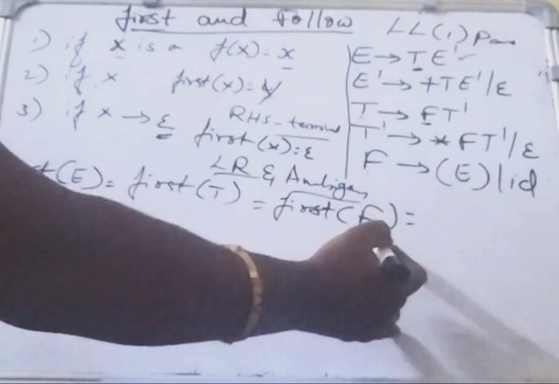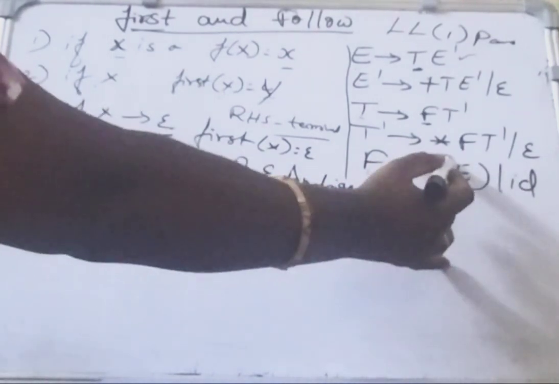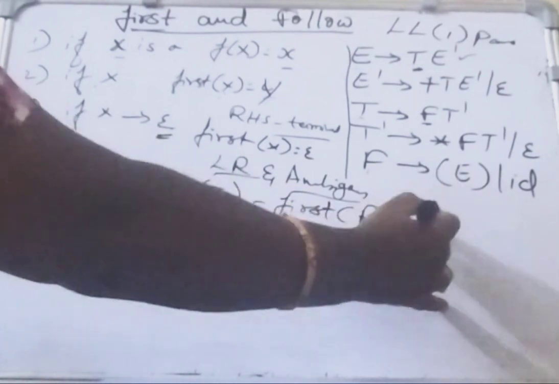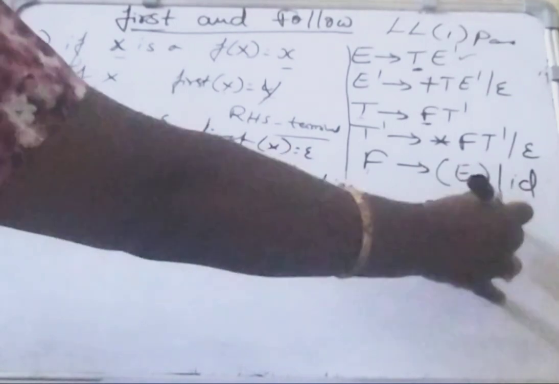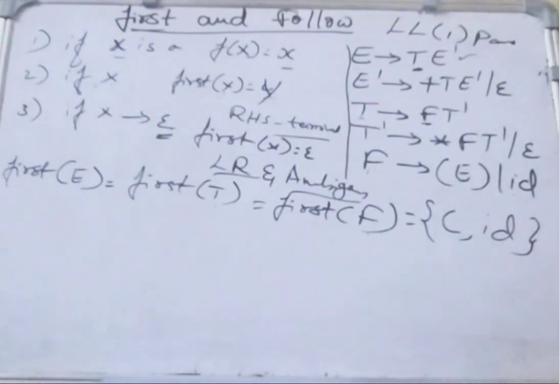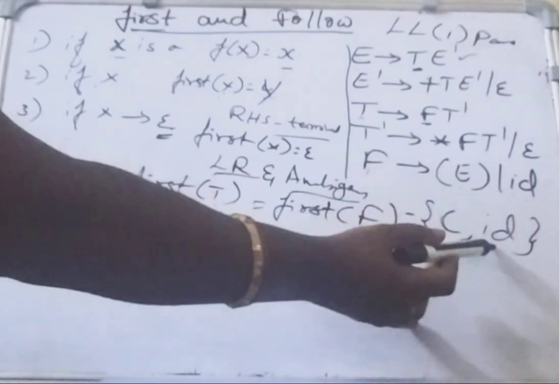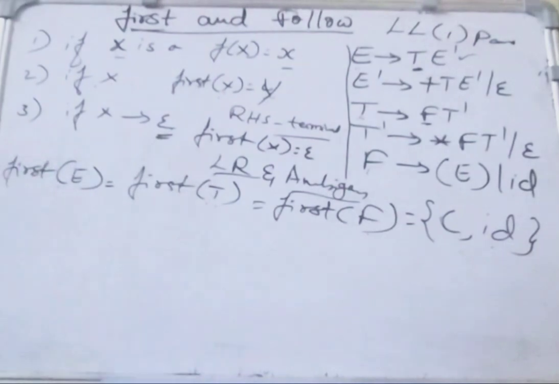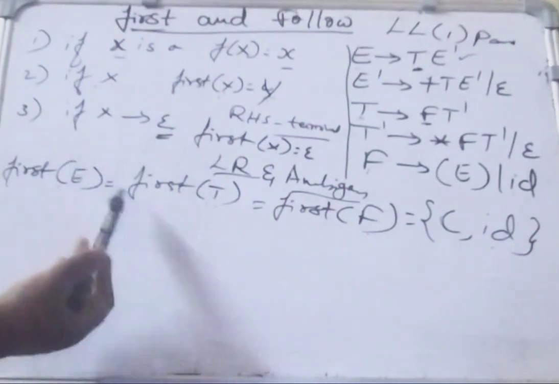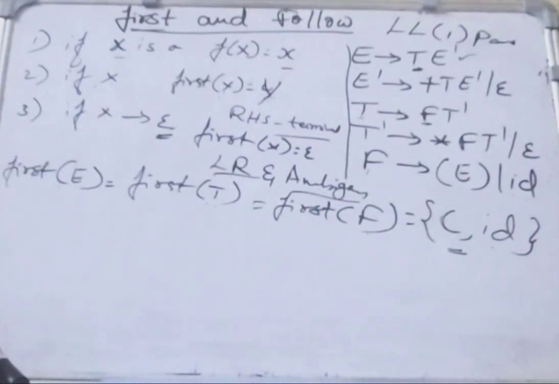For F you have two productions, (E) and ID. The first symbol present in the first production is the open brace, and for the other production it is ID. ID is a terminal symbol. So first of F is equal to open brace, comma, ID, which is equal to first of T, which in turn is equal to first of E. For all these three non-terminals, E, T and F, we have first as open brace, comma, ID.